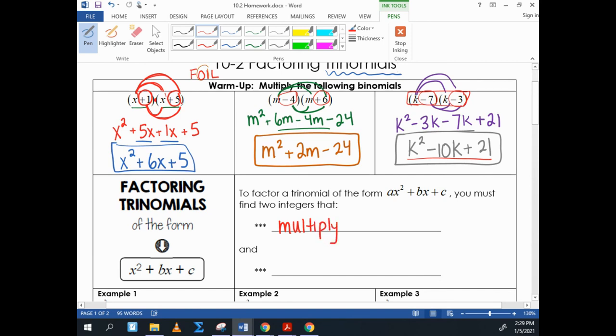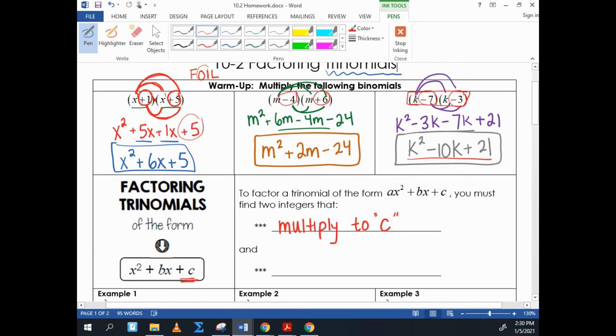to give you this last number. Notice the last times the last, this 5 right here, they multiply to give you this c term. Multiply to give you c. Okay, so I'm going to write parentheses around the c, but here's where that c comes from. So you're trying to find the two numbers that multiply to that last number right there.